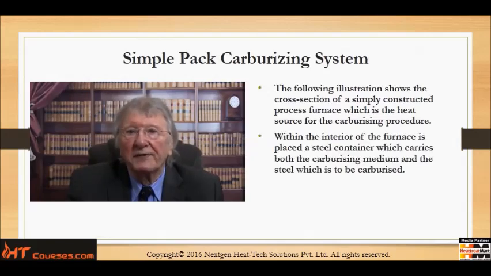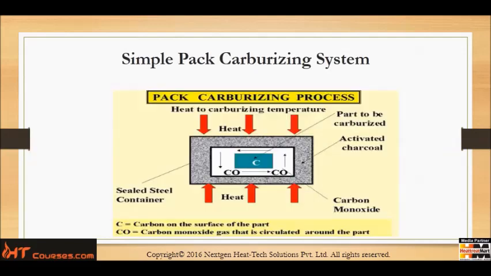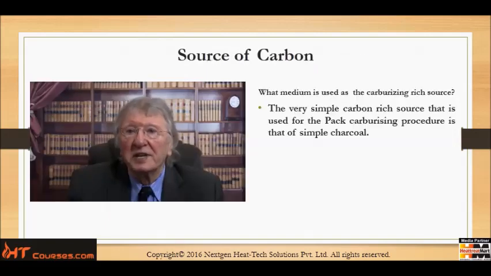Within the interior of the furnace is placed a steel container which carries both the carburizing medium and the steel to be carburized. The steel container is sealed with a lid which is further sealed using fire clay or mud. This shows the simple pack carburizing furnace system, and as you can see, the process retort is centered in the inside of the furnace.